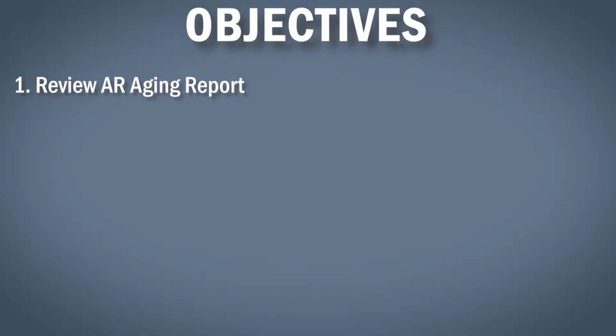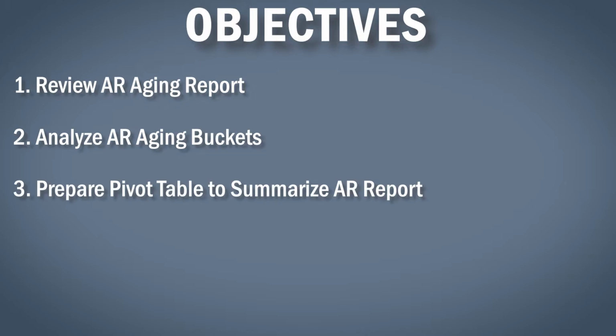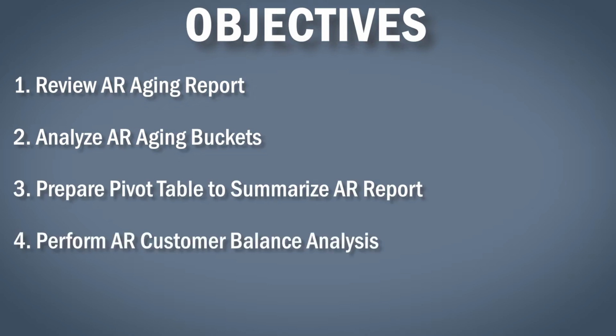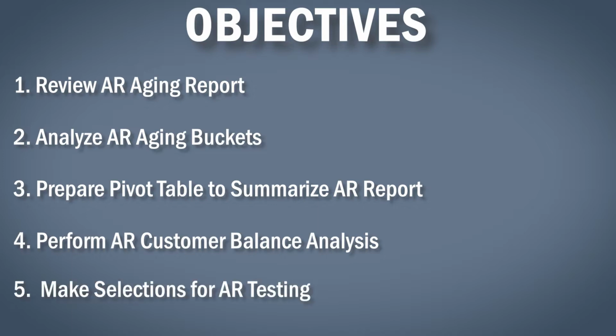This How to Audit AR series will be broken down into 2 separate videos. In today's video, I'm gonna go over the following: how to review the AR aging report, how to analyze the AR aging buckets. We're gonna prepare a pivot table to summarize the data in the AR report. We're also gonna perform an AR customer balance analysis. And lastly, we're gonna make selections for AR testing. If that sounds interesting to you, let's hop into the video.